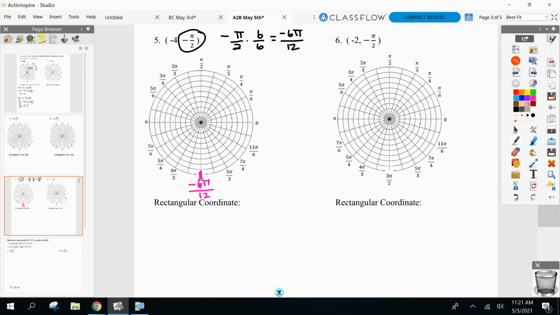I'm not graphing on the negative 6 pi over 12 line. I'm graphing 180 degrees from the other one. Good, Carol. I'm graphing directly opposite when it's negative. When your R value is negative, you go on the other side, 180 degrees. 1, 2, 3, 4. There it is. There's your coordinate.